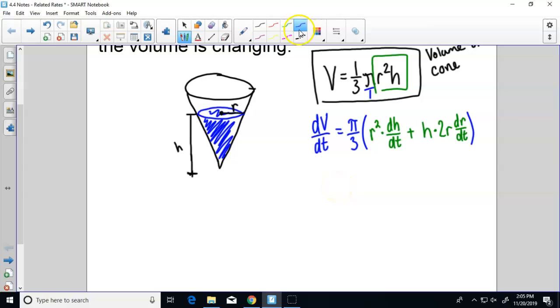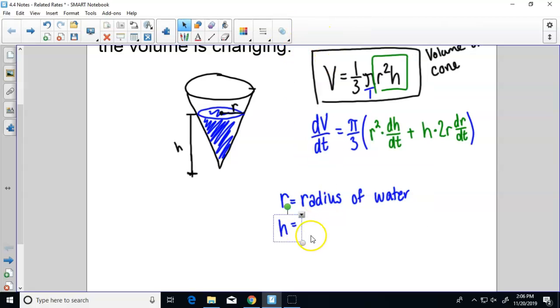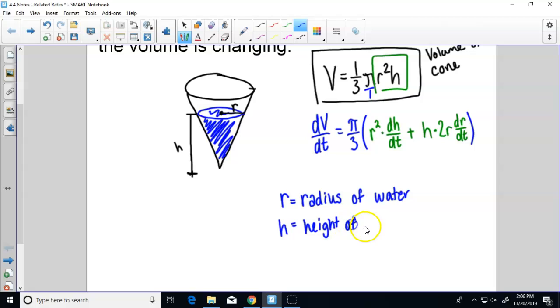Okay? So obviously for this one, r is the radius of the water. Not the radius of the whole cone, but just the radius of the water, because that's what we're looking at here. The tank up here is empty. And h is our height of the water. Those are the same in the volume formula and in our derivative.